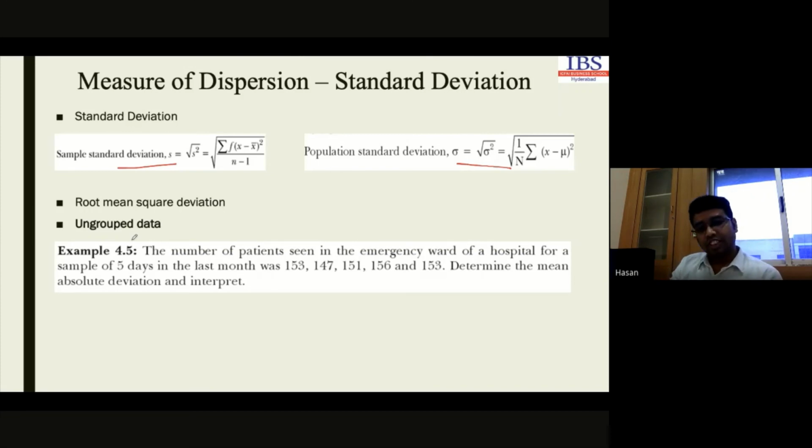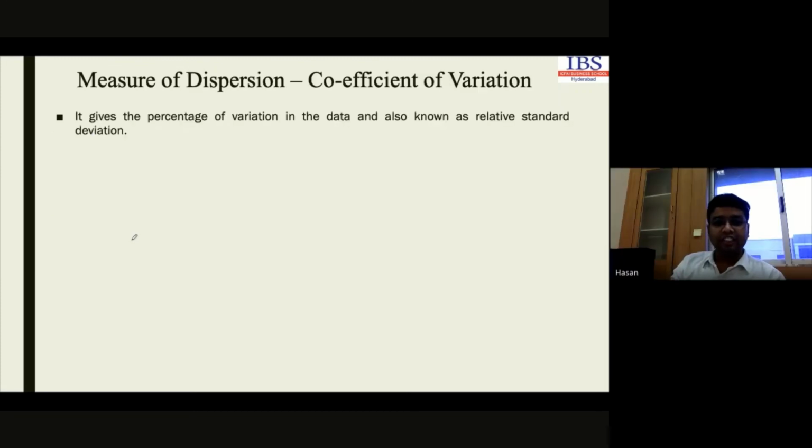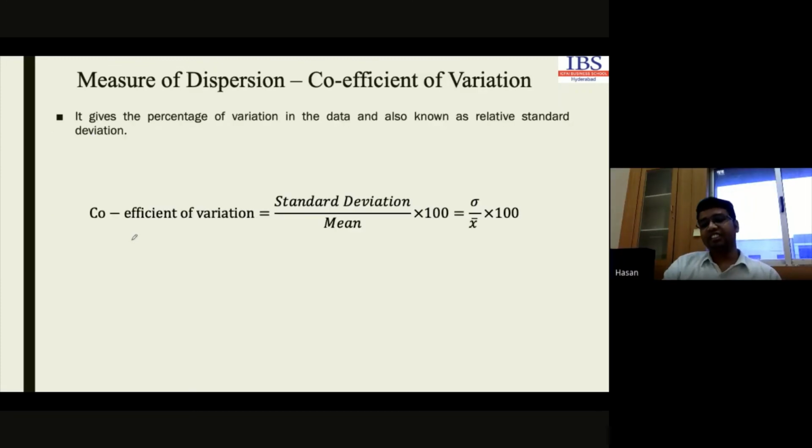Okay, guys. And the last one is the coefficient of variation. Coefficient of variation is standard deviation by mean. Standard deviation sigma divided by the mean of the data points, that is x bar, into 100. It will give the coefficient of variation.